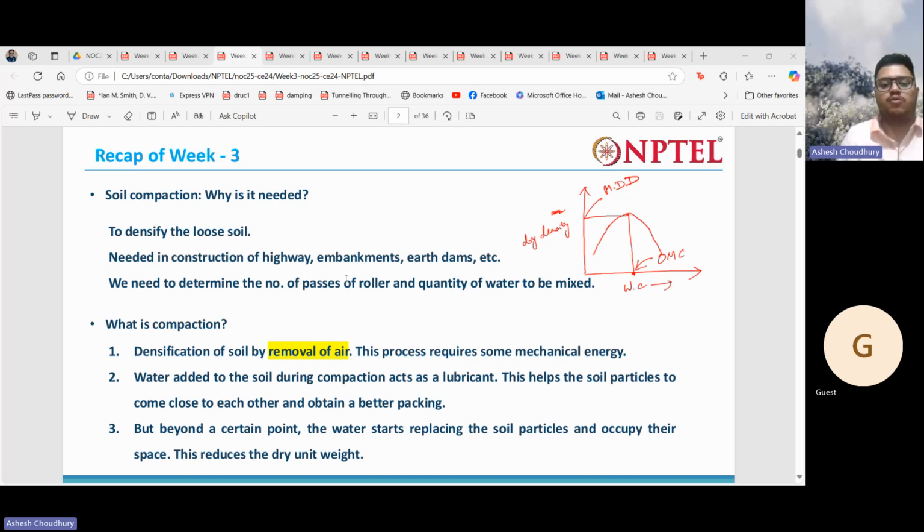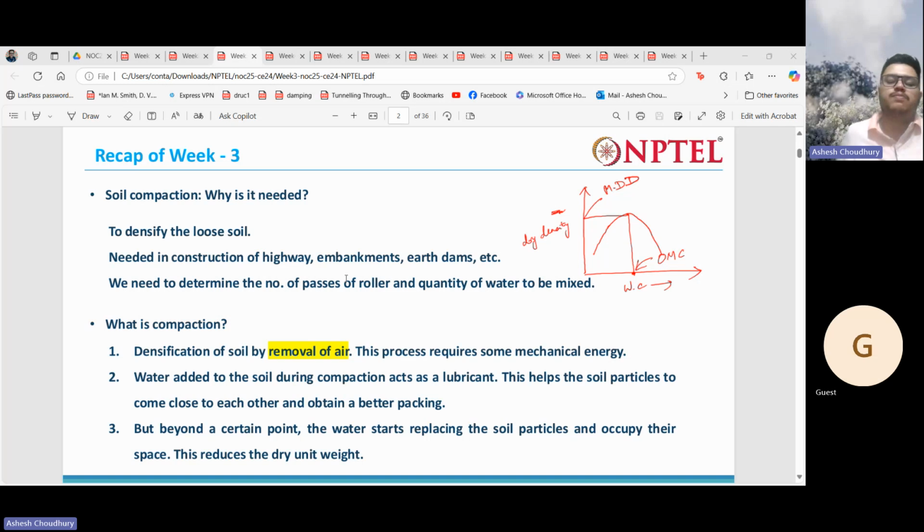We need to determine the number of passes of roller and the quantity of water to be mixed. What is compaction? Densification of soil by the removal of air. This process requires some mechanical energy. Water added to the soil during compaction acts as a lubricant. This helps the soil particles to come closer to each other and obtain a better packing.